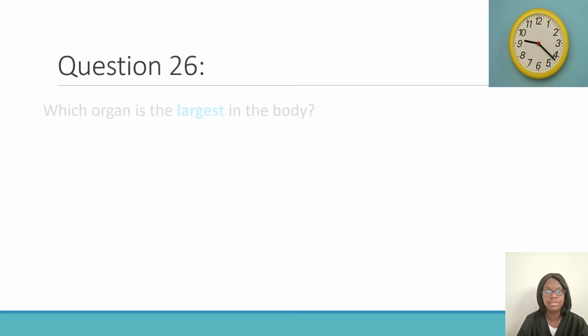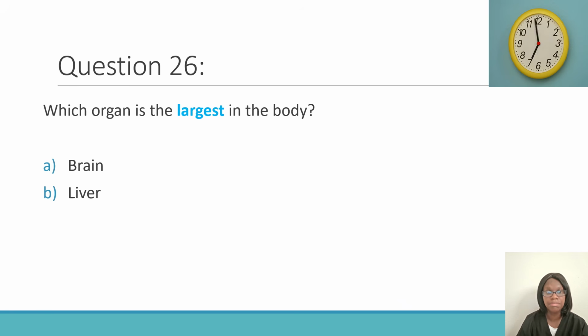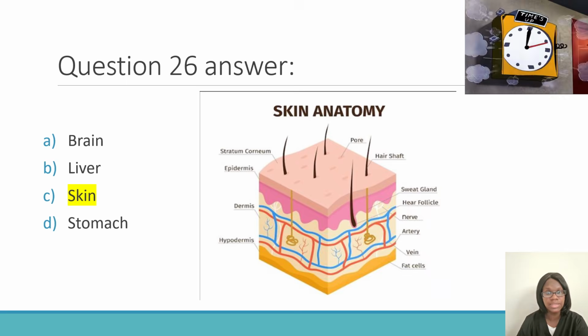Question 26. Which organ is the largest in the body? A, brain, B, liver, C, skin, or D, stomach? Okay, the correct answer is C, skin.